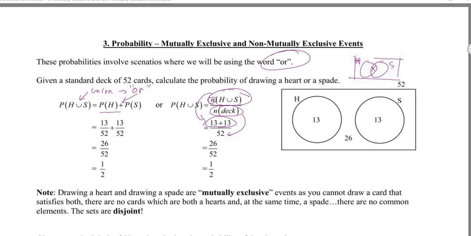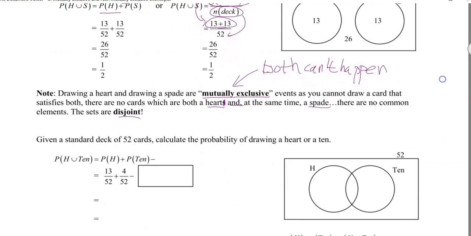And these are mutually exclusive events. In other words, they both can't happen. Mutually exclusive. You cannot draw a card that satisfies both. There are no cards which are both a heart and, at the same time, a spade. So both a heart and a spade: no common elements. Sets are disjoint, right? We're not going to draw this. The sets are disjoint. They have no common outcomes.